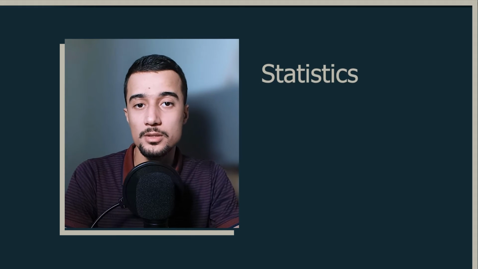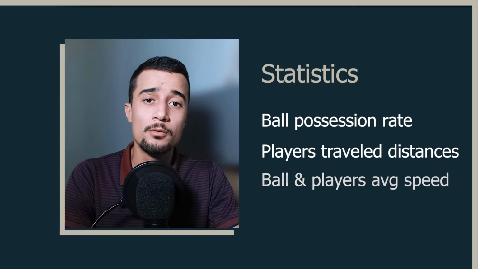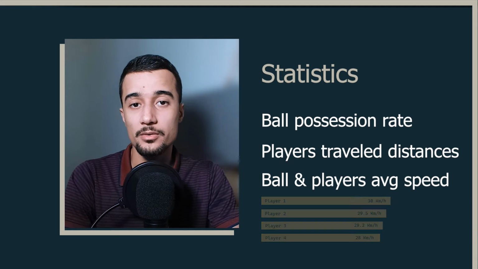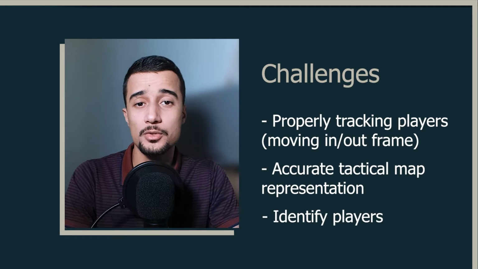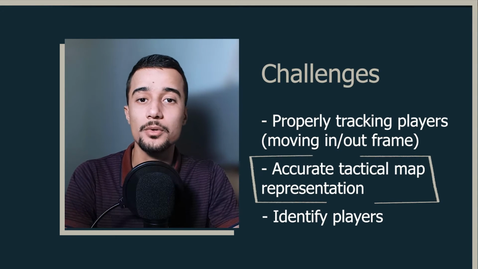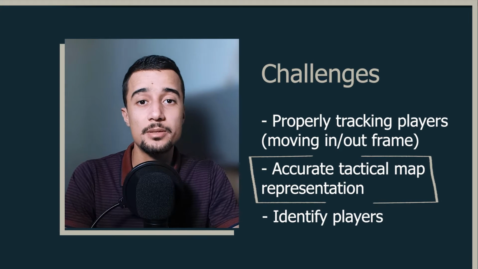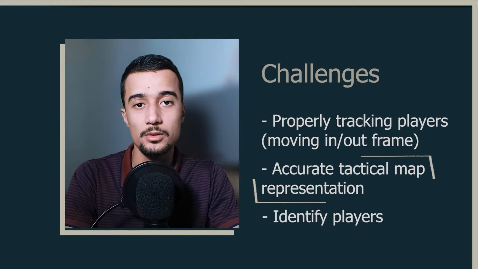And this would certainly allow us to calculate many useful statistics, such as ball possession rate, players' traveled distances, the ball and players' average speed, and many other statistics. However, as you can imagine, there are many challenges that we need to overcome in order to achieve that goal. So the application we have today presents the first step, and its main functionality is to detect the players, the referee, and the ball, then seamlessly project their coordinates on a tactical map representation of the football field.